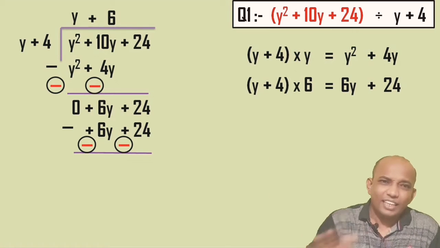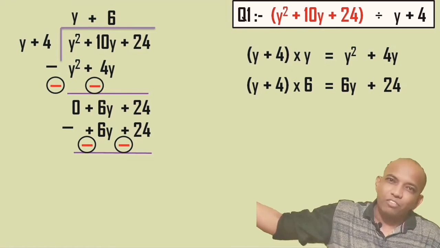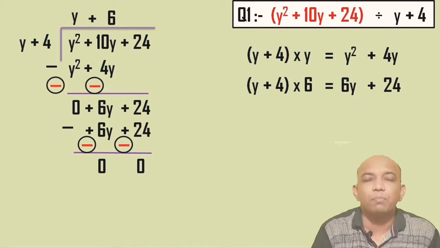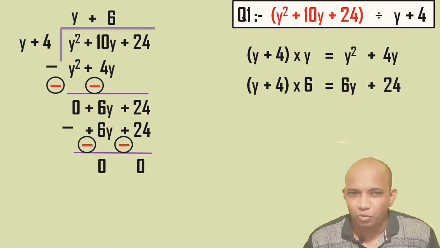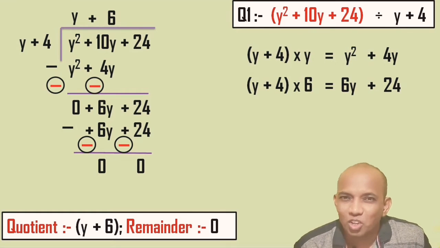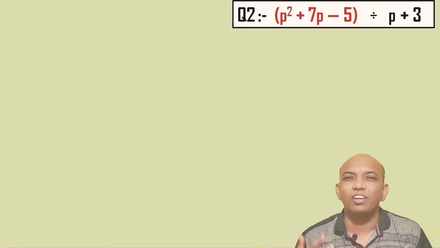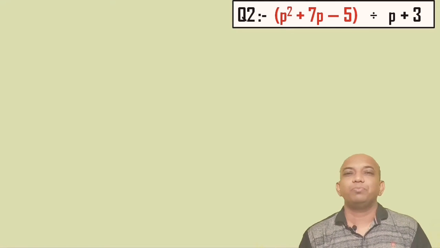As a result, 6y will cancel out, and plus 24 and minus 24 will give you the answer 0, and the remainder will be 0 for this division. Here we go with the second question on the board. The question is p square plus 7p minus 5, divided by p plus 3.